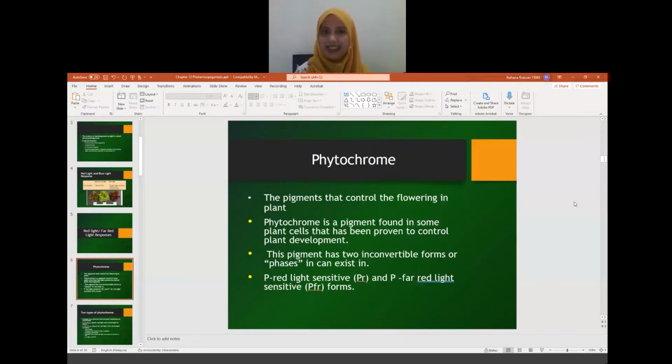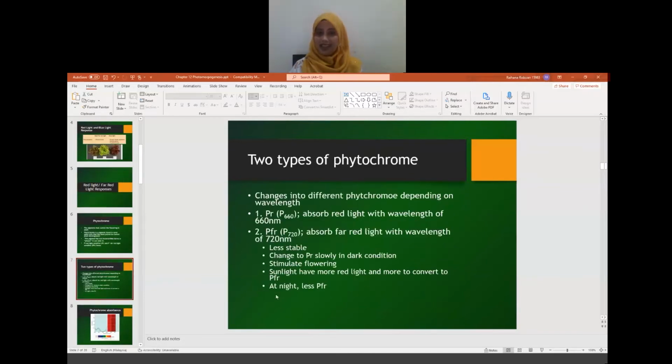So most importantly, this phytochrome exists in two interconvertible forms or phases. We have one, which is PR, the phytochrome red light, and the second form, which is PFR, the phytochrome far red light. Again and again, so that you don't confuse: there are two types of phytochromes. The changes into the different phytochromes depend on the wavelength.